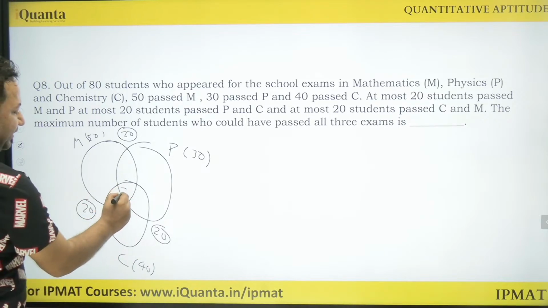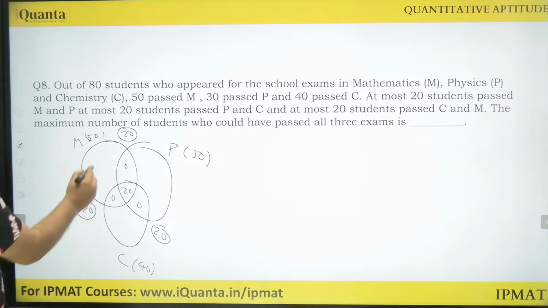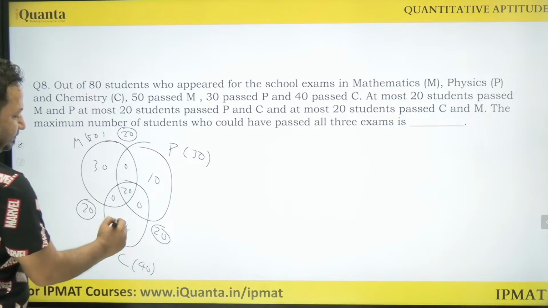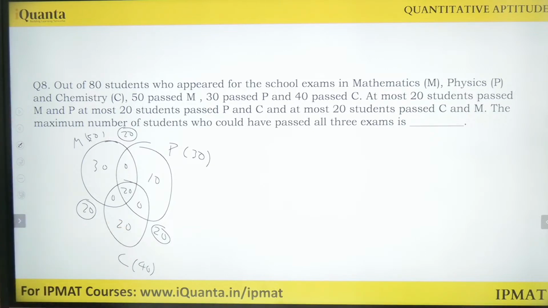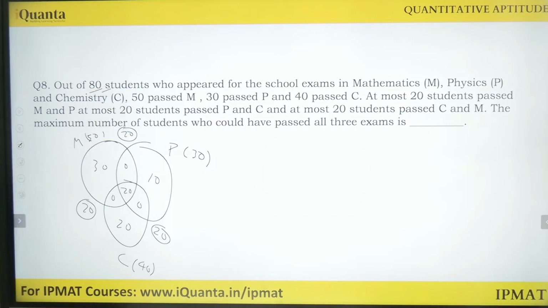So what if I put 20 here and put 0 everywhere? It will be maximized, isn't it? See, this is a shortcut to solve the same question. We got the answer. Just to check whether we have done it right or wrong, we will just add all of it. 30 plus 10 plus 20 plus 20 is 80. Satisfying. We are correct here.